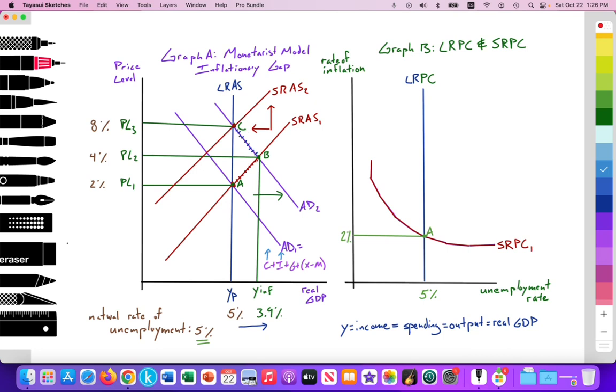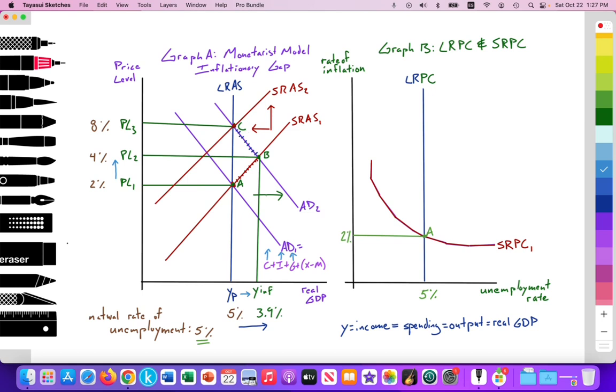So consumption spending is rising due to expansionary fiscal policy, transfer payments to the household, investment spending is rising, lower interest rates, perhaps firms and households are borrowing and spending into the economy, and there's aspects of increased government spending. All of that causes the aggregate demand curve to shift out from AD1 to AD2. That sets an equilibrium at point B. Real GDP is increasing from YP to Y inflation, and we see the price level rising from PL1 to PL2.